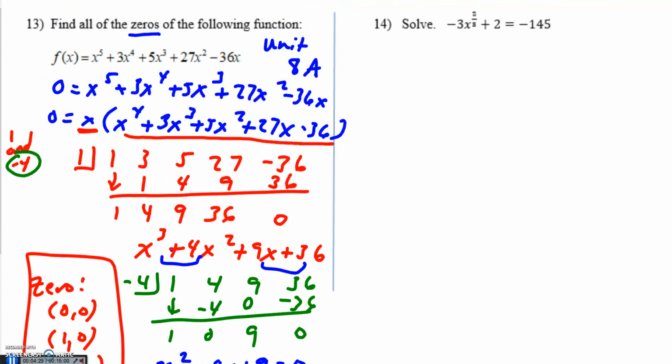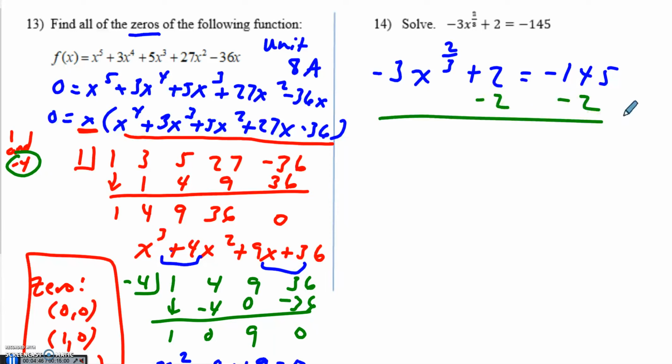If I look at number 14, if I would like to solve this function, I'm going to write it a little bigger. -3 times x to the 2/3 plus 2 equals -145. My goal is to get x alone and figure out how many answers I could possibly have. So the first thing I'm going to do is move the 2 over. I would have -3 x to the 2/3 equals -147.